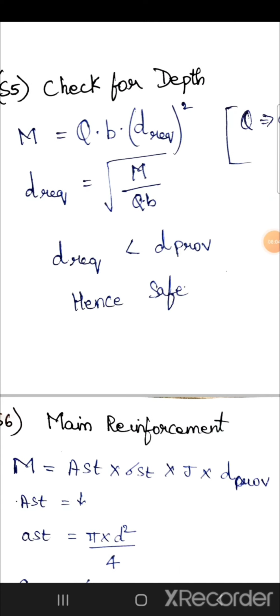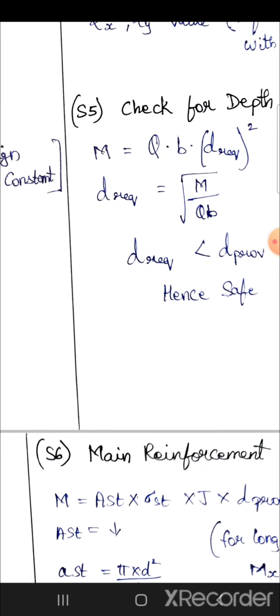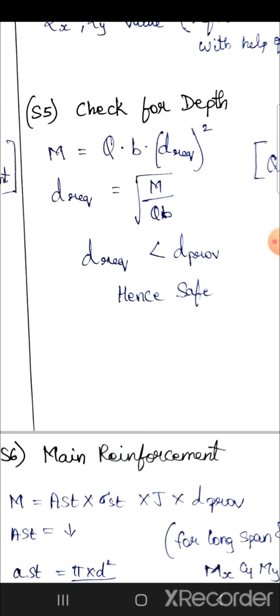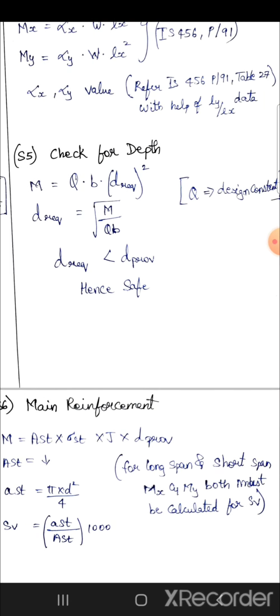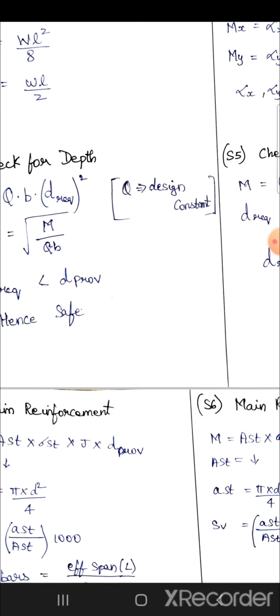Depth required is smaller than depth provided. So this is the condition. It should satisfy this condition so that the design would be safe. And for two-way slab, check for depth is same as one-way slab.